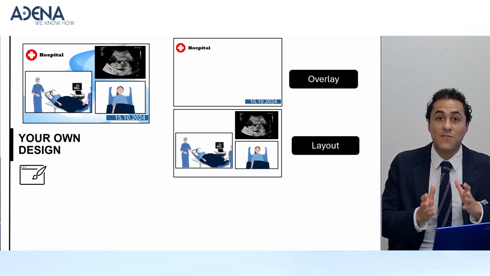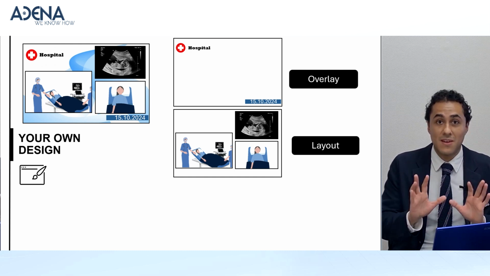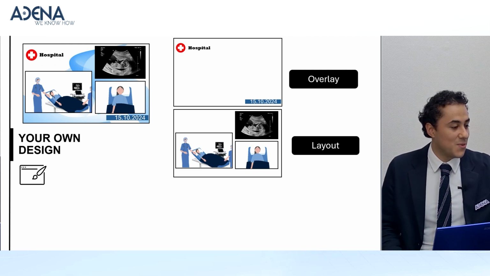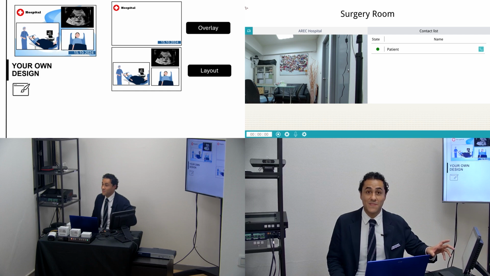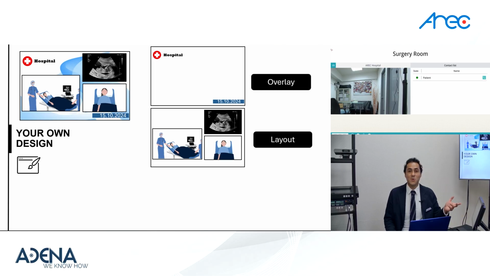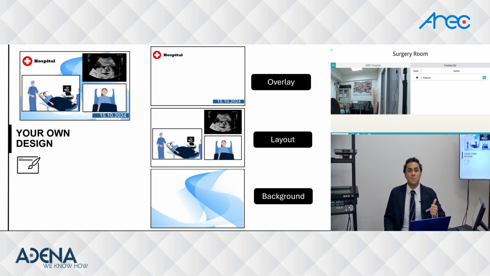Then we have the layout. Our stations can have from 1 to 4 different video sources, streamed and recorded simultaneously. Right now, let me show you how it will look with 4 different video sources at the same time, or maybe with 3 video sources, which will be more convenient for me to continue with this presentation. Now, the background. We can also change the background directly from my station, and the background, layout, and overlay can all be created by you.